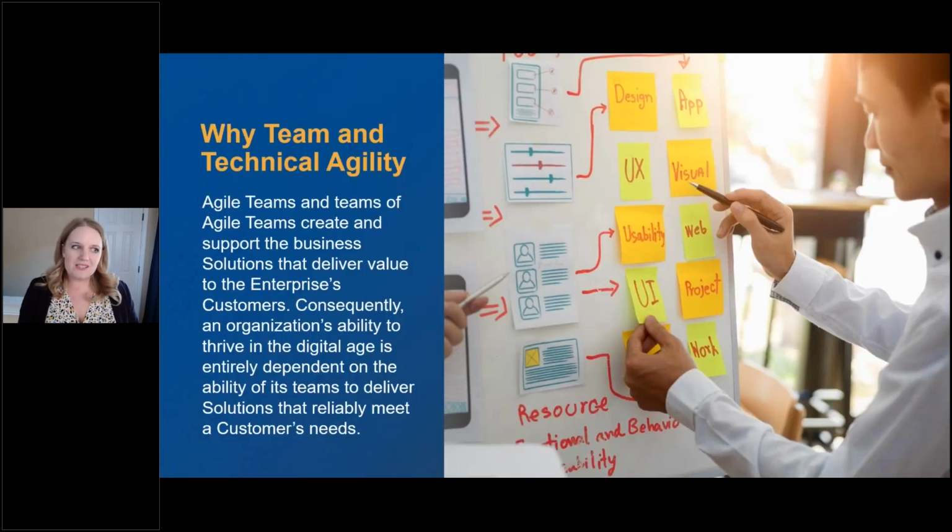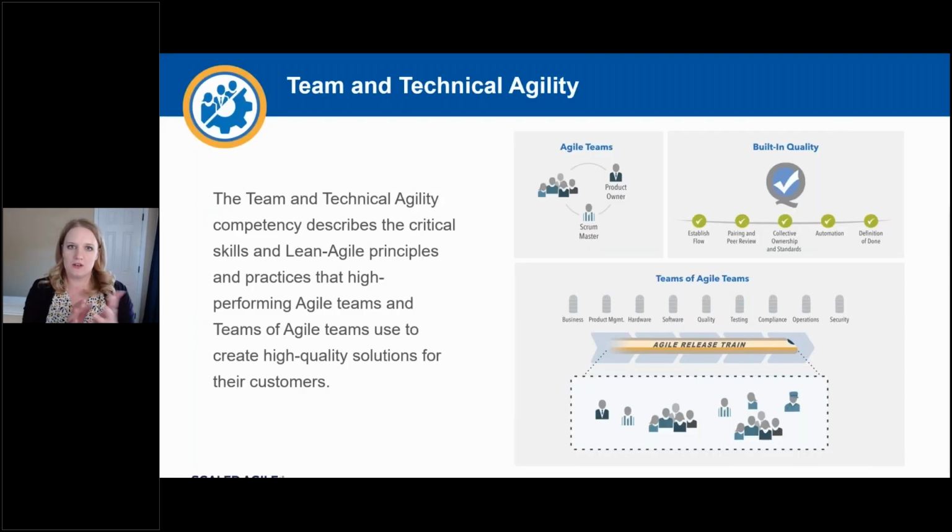And why do we focus on team and technical agility? Our teams are what makes our organization run. They're what deliver value at our organizations. They're what deliver what delights, excites, and keeps our customers coming back. So when we look at team and technical agility, there are 3 dimensions, or 3 core pillars, to team agility.